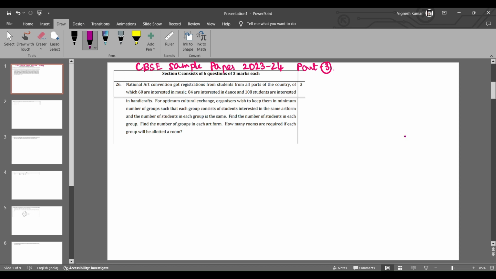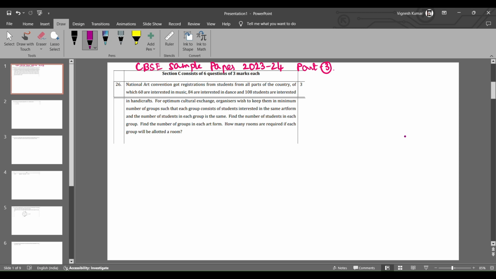National Art Convention got registrations from students from all parts of the country, of which 60 are interested in music, 84 are interested in dance, and 108 students are interested in handicrafts. For optimum cultural exchange, organizers wish to keep them in minimum number of groups such that each group consists of students interested in the same art form and the number of students in each group is the same. Find the number of students in each group. Find the number of groups in each art form. How many rooms are required if each group will be allotted a room?